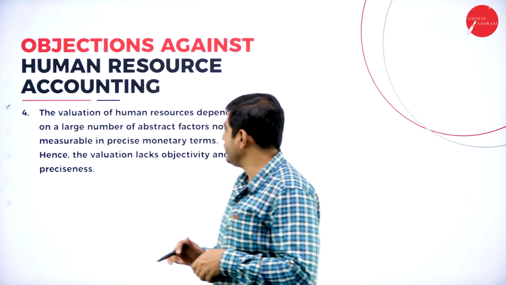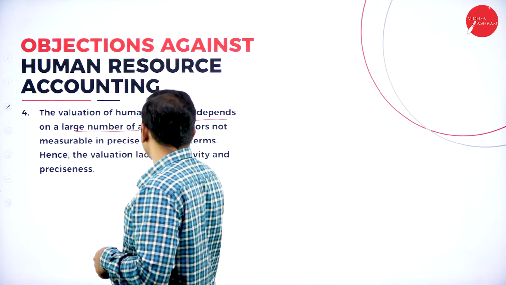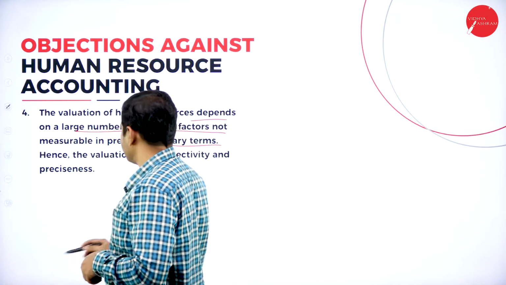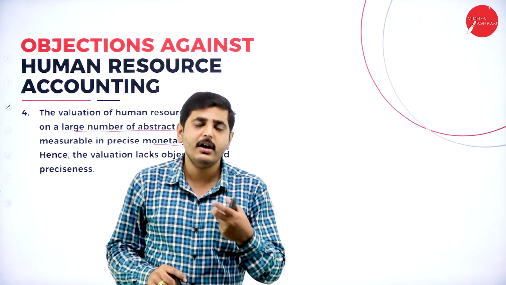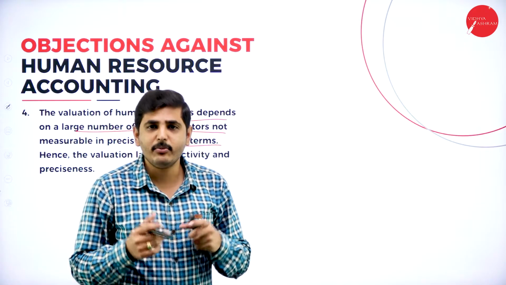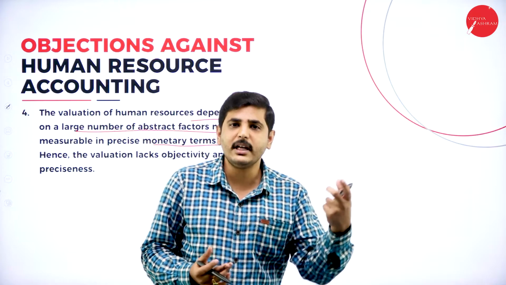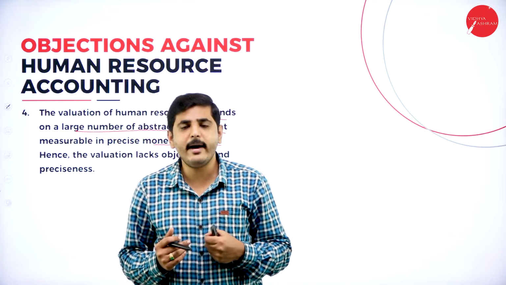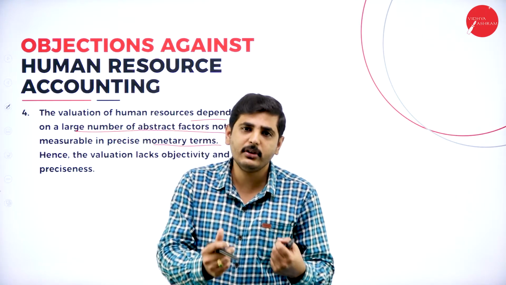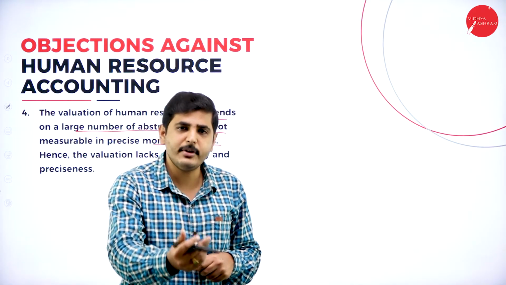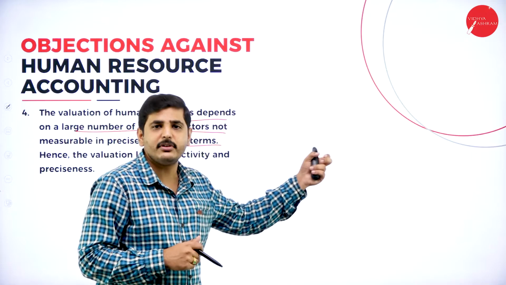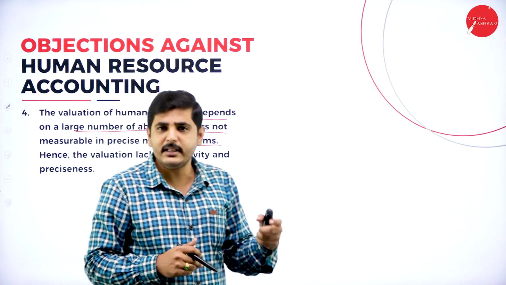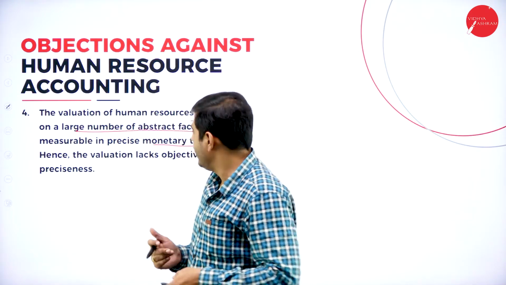The next one, the value of human resource depends on a large number of abstract factors not measurable in physical or monetary terms. What do you mean by that? With salary we cannot measure the human resource. Someone is not working for salary; they are working for other benefits, for reputation, for the power they get in the management. How can you measure that in terms of money? Assets we can measure in terms of money, and the money measurement concept says we should show in the books of accounts those things which are measurable in terms of money. Someone is working for money, someone for other reasons, isn't it? That's why it is impossible.